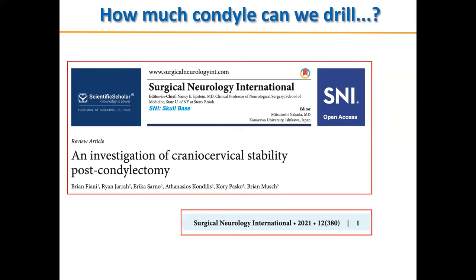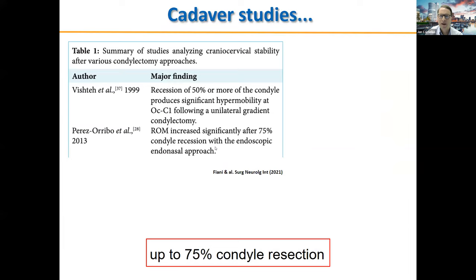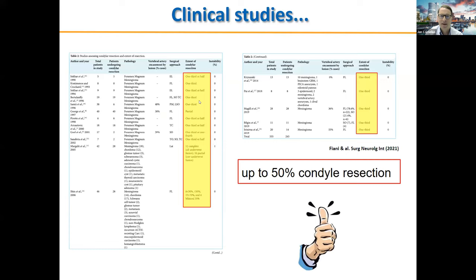Now the second issue that was raised: how much condyle can we drill when performing surgery? This is an interesting review that investigated the craniocervical stability after condylectomy. Different types of studies were reviewed. There were the cadaver studies, and it turned out that up to 75% of the condyle may be resected without resulting in significant instability. Looking at the clinical studies, there's a whole bunch of studies here, and the degree of resection varies between 30 and 50%, so all in all a bit below the cadaver studies. So the stability is somewhere in this range.